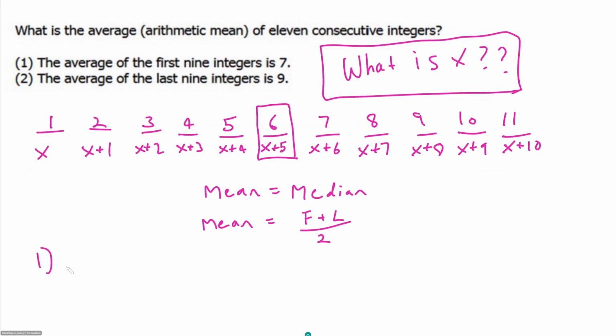The average of the first 9 integers is 7. Okay, so what is equal to 7 here? So the first 9 integers, that is still a consecutive set. Let me erase this box here so we can look at our first 9 integers.